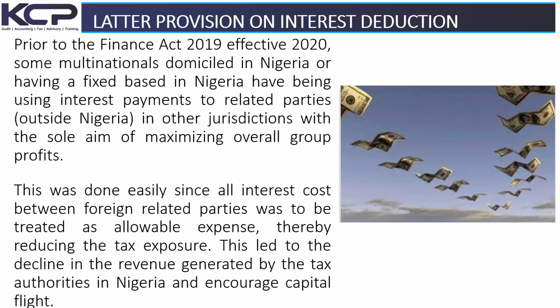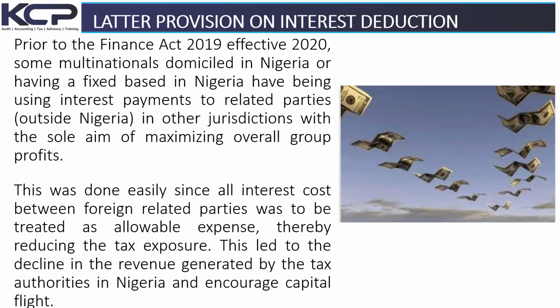So prior to the introduction of the Finance Act, which was first effective in 2020, by that I mean the Finance Act of 2019, some multinationals domiciled in Nigeria or having a fixed base in Nigeria have been using interest payments to related parties outside Nigeria in order to what? In order to maximize their overall profit. I believe that has been explained before. This was done easily since all interest costs between foreign related parties were treated as an allowable expense.